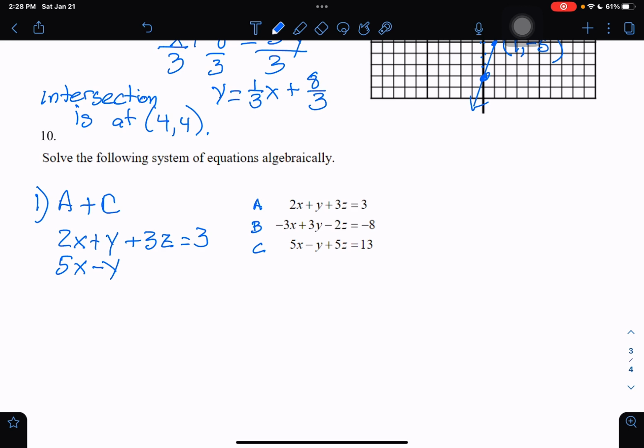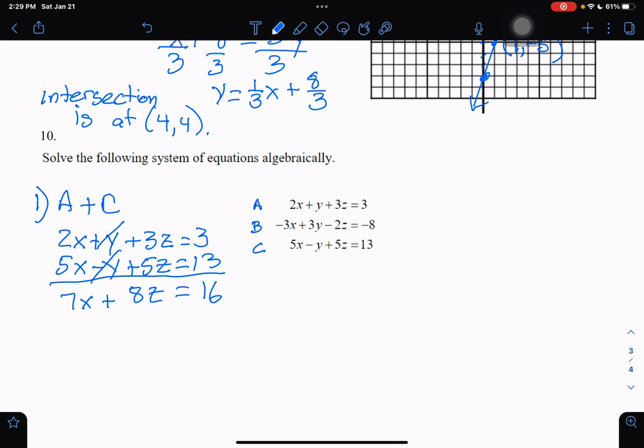See, the y's have coefficients that are inverses of each other. One's positive, one's negative one. When we add them, they'll come out to be 0. So this is plus 5z is equal to 13. And when we add these, we get 7x plus 8z, the y's cancel, is equal to 16.